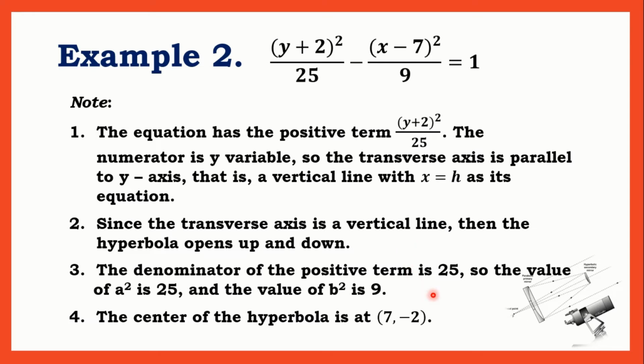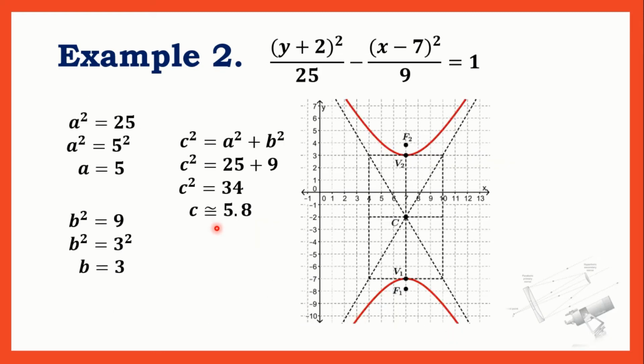The denominator of the positive term is 25, so the value of a squared is 25 and the value of b squared is 9. The center of the hyperbola is at the point (7, -2). To find the value of c squared or c, we use the equation c squared equals a squared plus b squared. The value of c squared is 34, or c is approximately equal to 5.8.